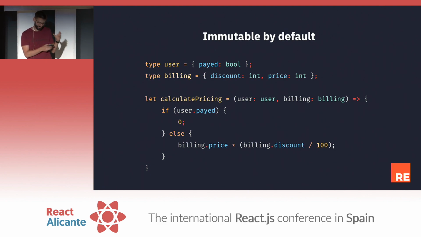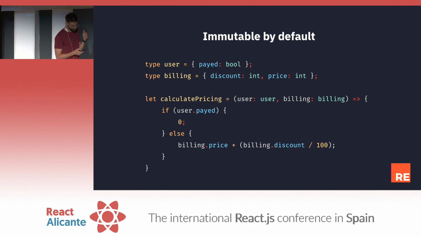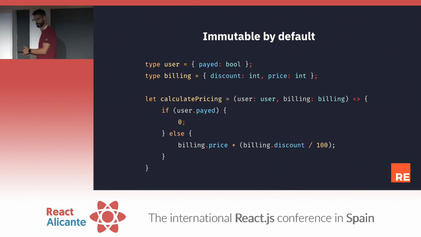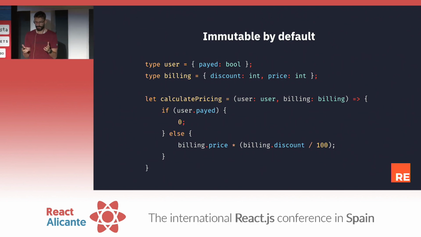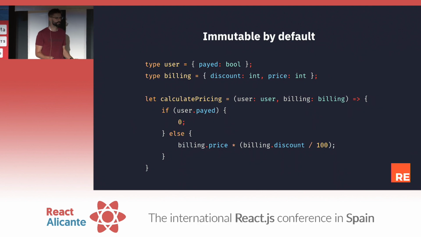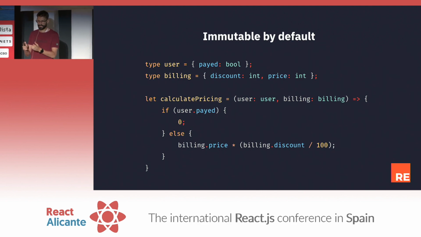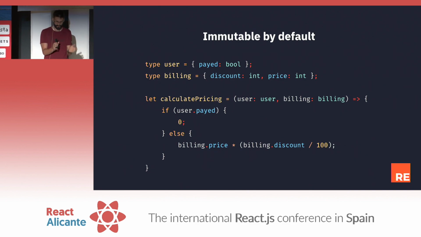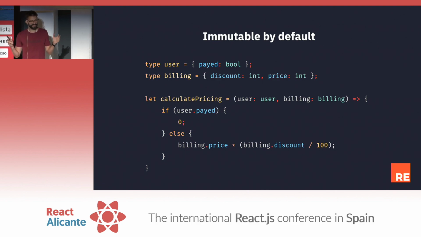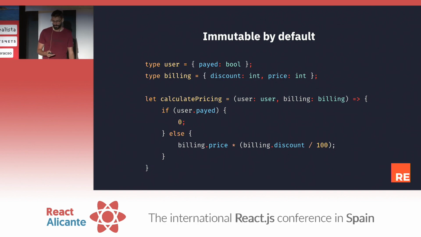For example, if I get the same code into Reason, you have a type, which is a record, and inside calculate pricing, you know for sure that user is not going to be mutated, right? You know that nobody can change what user is, nobody can change what billing is. So you are in a safe space to do any sort of thing without worrying about the whole program when you're coding that specific function. This code example is silly, but when you have, I don't know, 500 components, that becomes a necessity, right?